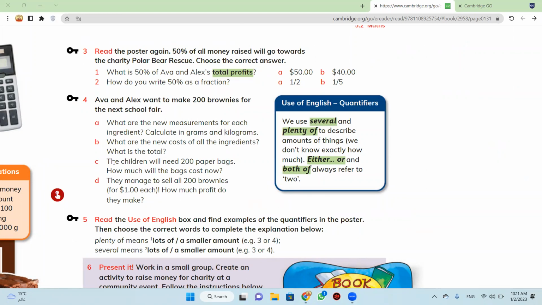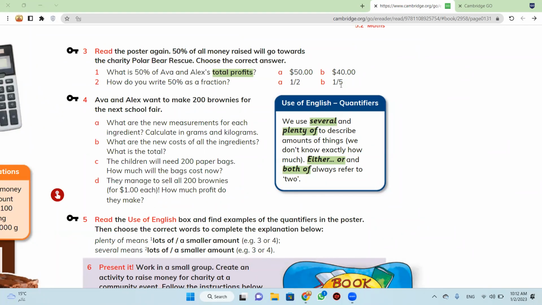The children will need 200 paper bags. How much will the bags cost now? Who wants to do this one, Omar? How much was the previous bags cost? 100 bags equal $2. And now? 200 will be $4. Great, thank you very much.